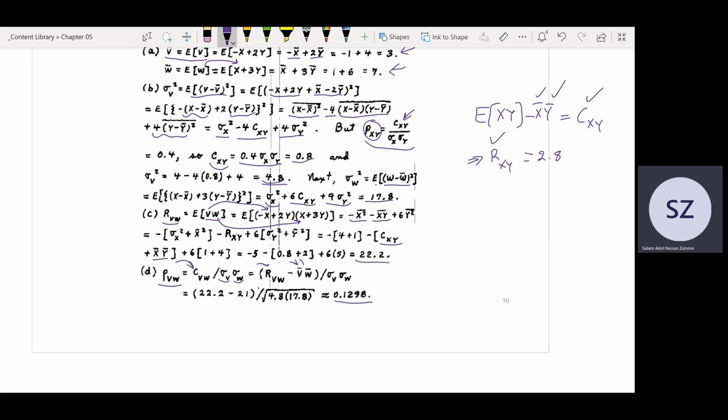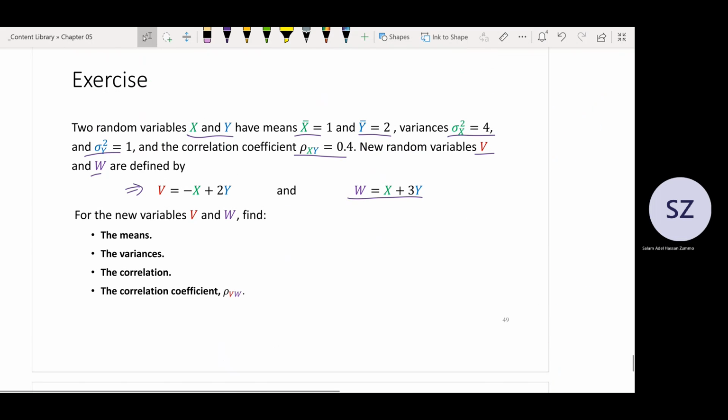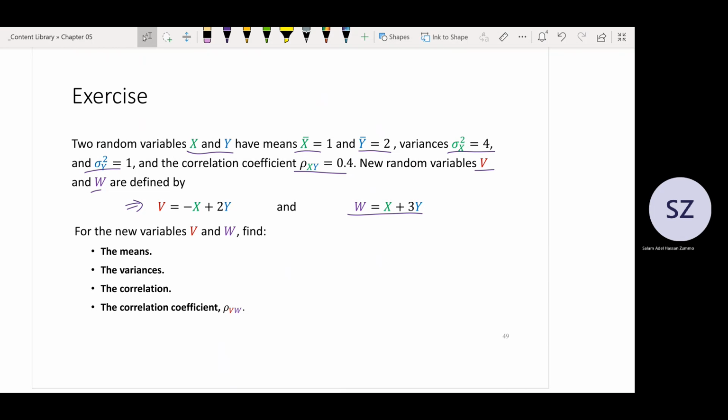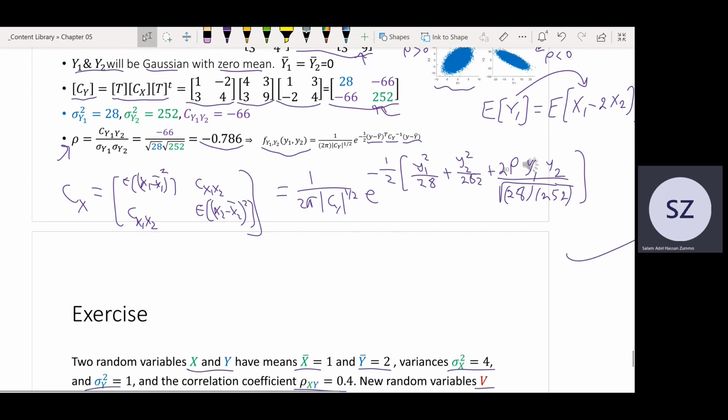What will it be? Who is more correlated? X and Y or V and W? What was the correlation coefficient between X and Y? 0.4, and here 0.13. Which pair has more correlation? Their relationship is stronger. So clearly the transformation reduced the correlation. Okay? Do you have any question? This is a critical question that we need to be able to solve.